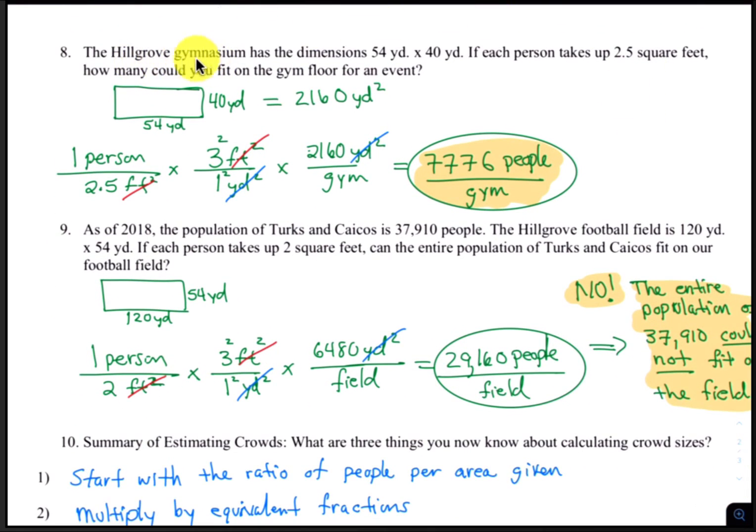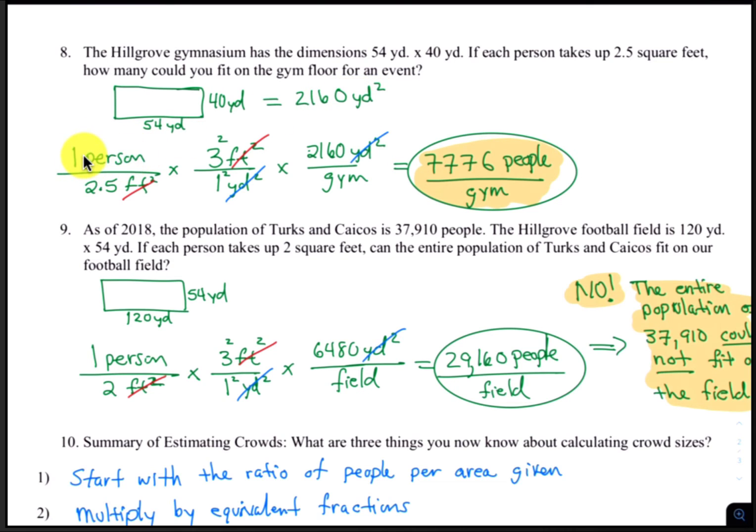For number 8, the Hillgrove Gymnasium has the dimensions 54 yards times 40 yards. If each person takes up 2.5 square feet, how many could you fit on the gym floor for an event? All right, so in one space we have 54 yards by 40 yards. That is the gym floor. That area is 54 times 40, which is 2,160 square yards.